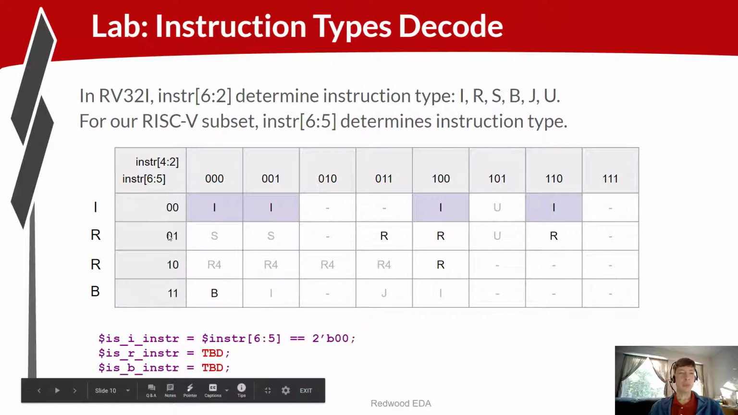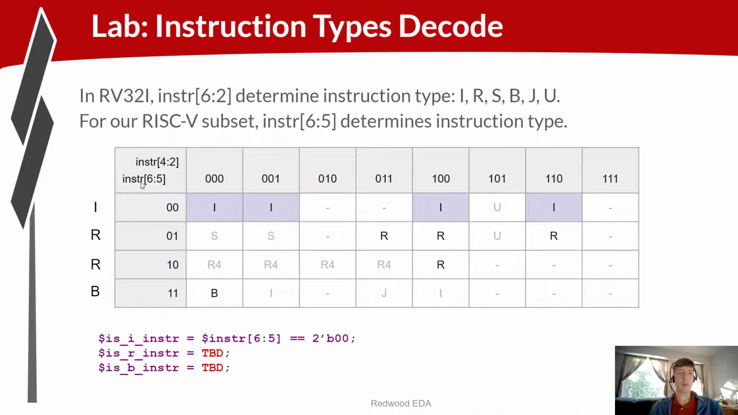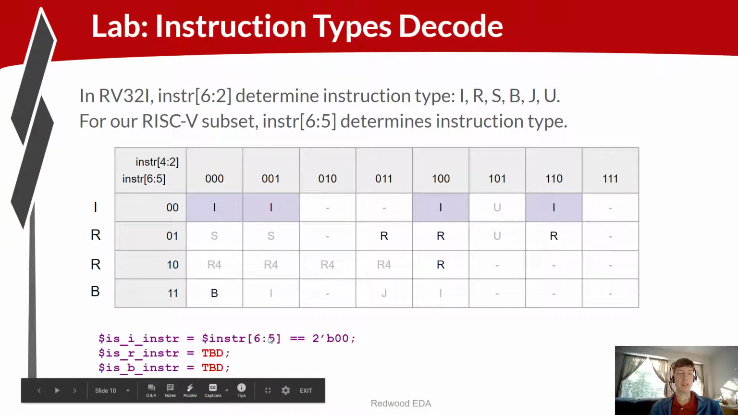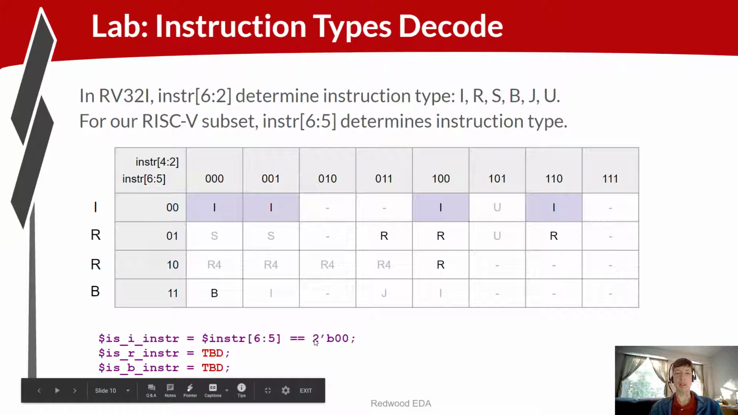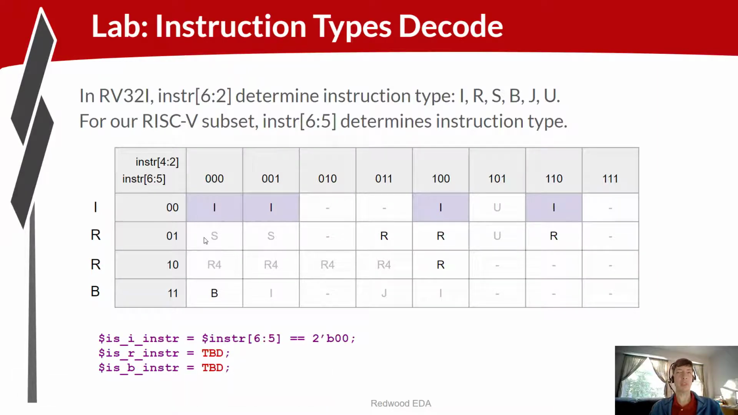So these 2 bits here that determine which row we're on are instruction bits 6 and 5. So based on instruction bits 6 and 5, for I type, if these bits are 0, 0, so again, using our constant expression notation, a 2-bit binary 0, 0 value. And again, just to make sure you've got the right tick mark, this is the single quote tick mark. And you'll come up with similar logic expressions for R type and B type. And again, you can pause the video, implement that, and come back when you're ready.